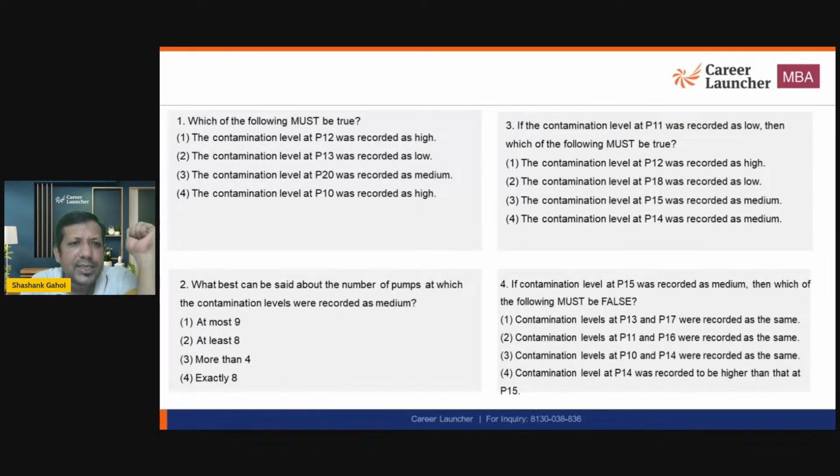After that we are going to solve this and see. There are questions, like which of the following must be true. Question number 3 is saying that if the contamination level of P11 was recorded as low, then which of the following must be true?